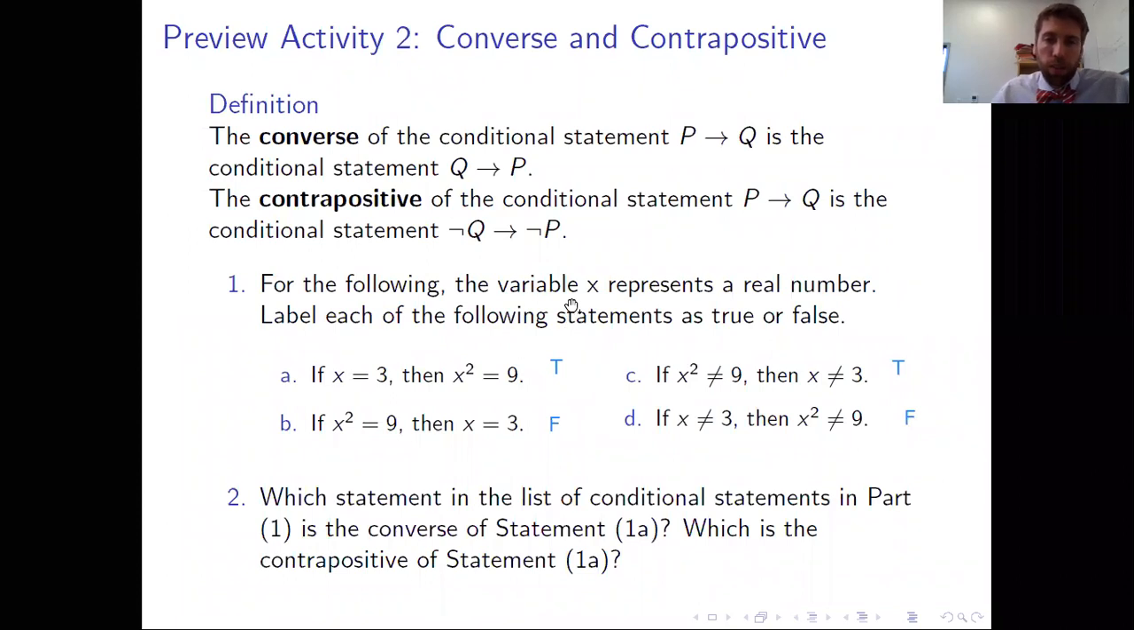Now, which statement in the list of conditional statements in part 1 is the converse of 1a? Which one is the contrapositive of 1a? So here, the converse of 1a is the backwards, so it's b. In this case, the original statement is true, but the converse is false. Which of them is the contrapositive? The contrapositive is when you swap the order and negate both things. So if x squared is not equal to 9, then x is not equal to 3. Well, that is true.